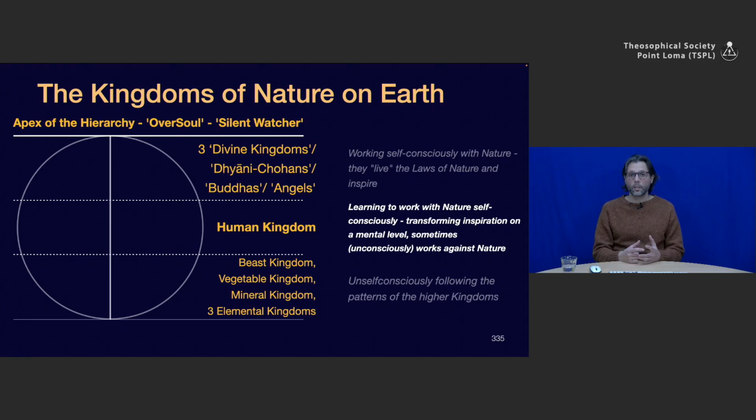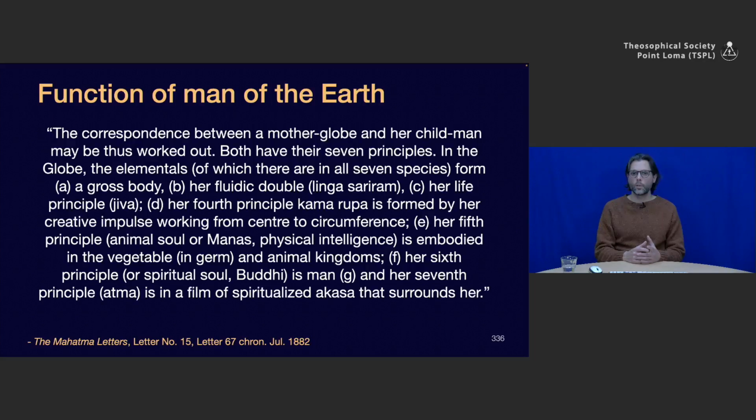Now the Masters of Wisdom, Madame Blavatsky's teachers, who are the force behind the foundation of the Theosophical Society, our organization, write in one of their letters about the relationship between our planet Earth and the various realms of nature. And I quote, "The correspondence between the mother globe and her child man may be thus worked out. Both have their 7 principles. In the globe, the elementals, of which there are in all 7 species, form A. a gross body, B. her fluidic double, or linga sharira, C. her life principle, or jiva. Her 4th principle, kamarupa, is formed by her creative impulse working from center to circumference.